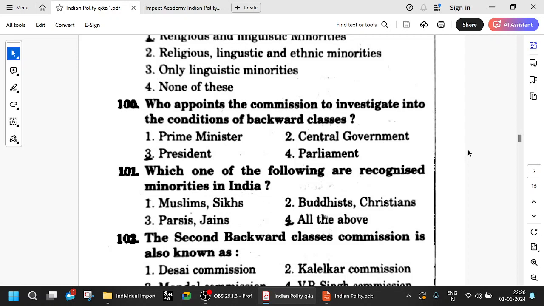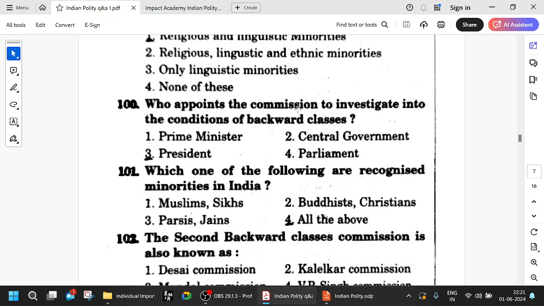So, who appoints the commission to investigate into the conditions of the backward classes? These questions are always tricky. Who removes from office, who appoints, and all these things. The problem is it's usually between the president and the parliament. Usually it gets confusing because the president is nominal, not exactly the executive head. So, though everything is done in the name of the president, it is actually the parliament that takes the decisions. So, it can get confusing sometimes.